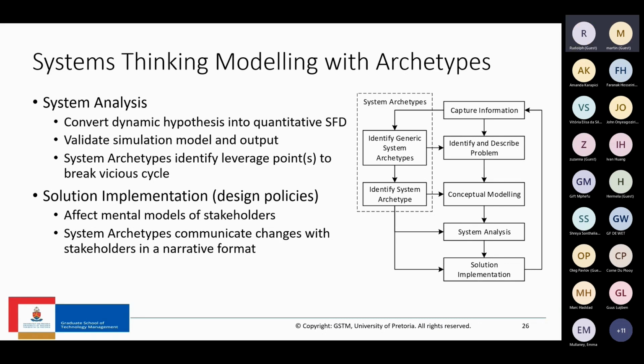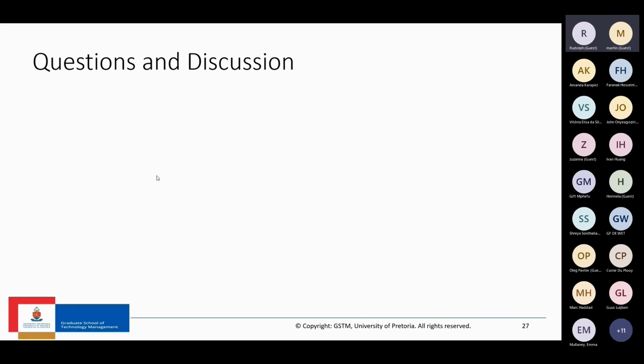And lastly, the system implementation where you design your policies and you have to affect the mental models of your stakeholders. The archetypes can help you to communicate changes with the stakeholders, and with their funky names, provide a narrative format of how to achieve it. Yeah, and in short, this is how I see how I can use system archetypes for qualitative modeling.